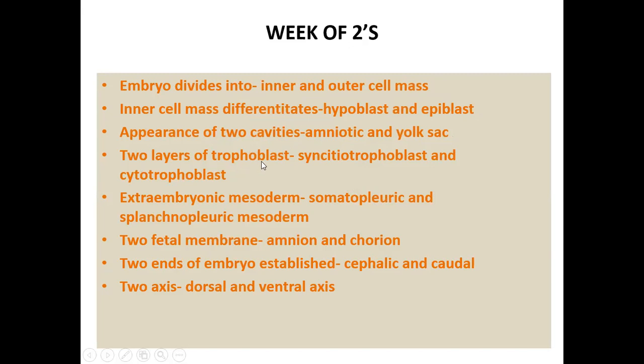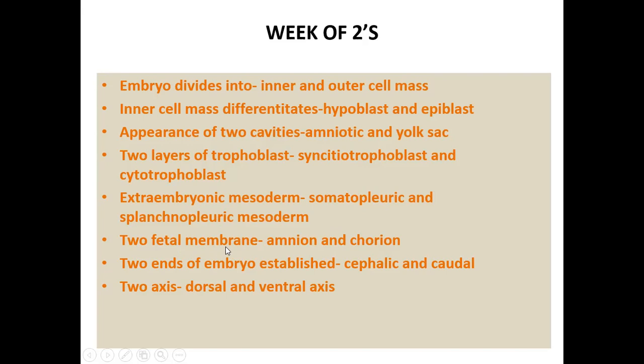Then there are two layers of the trophoblast. That is, the trophoblast divides into the syncytiotrophoblast and the cytotrophoblast. Then the hypoblast cell layer will give rise to extraembryonic mesoderm, which will form the somatopleuric and the splanchnopleuric mesoderm by the appearance of the chorionic cavity.